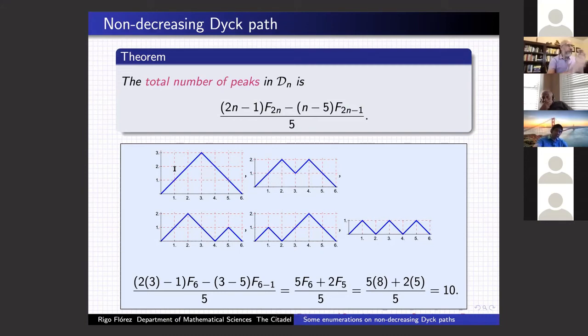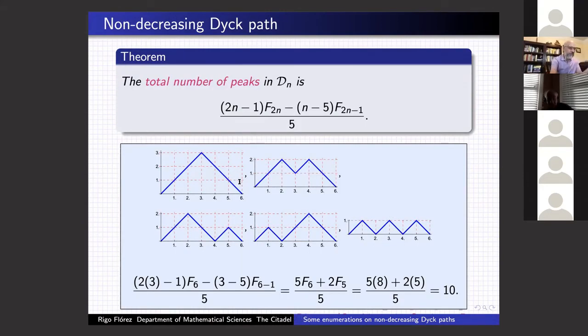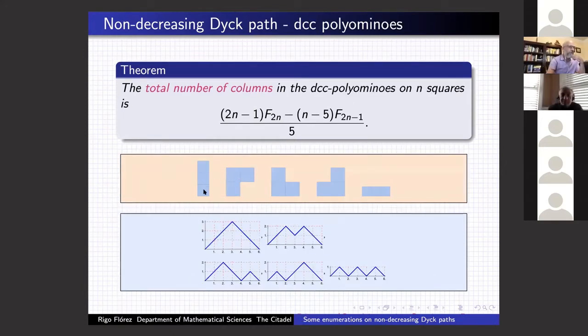And the idea is we have the total number of peaks. And the first question is, is there an easy, very easy interpretation of the total number of peaks here and the total number of something here? And we say the something is what? The total number of columns. And that is the bijection. So the total number of peaks here is actually equal to the total number of columns in polyominoes. So we see here 1, 2, 3, 4, 5, 6, 7, 8, 9, and 10. And that is what we have here.